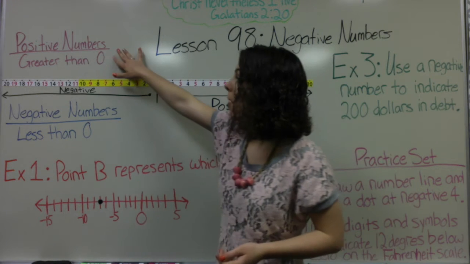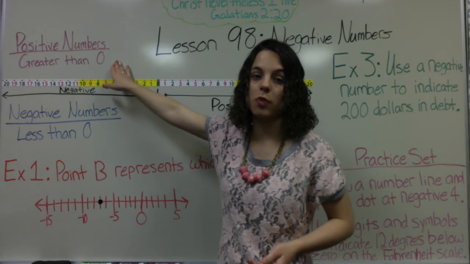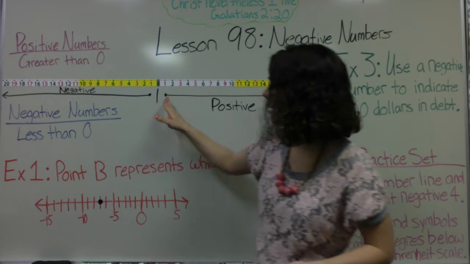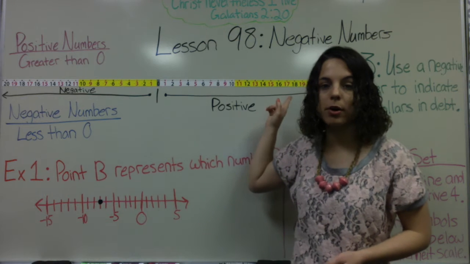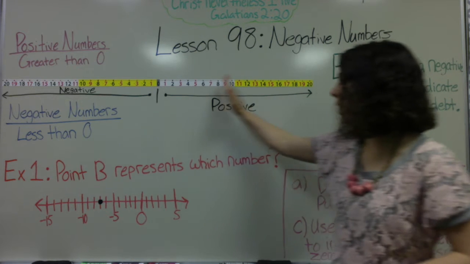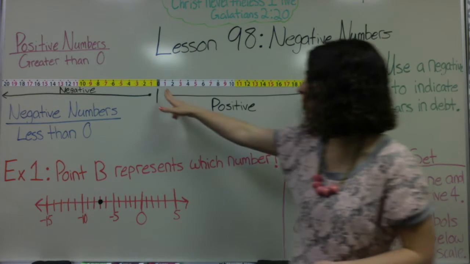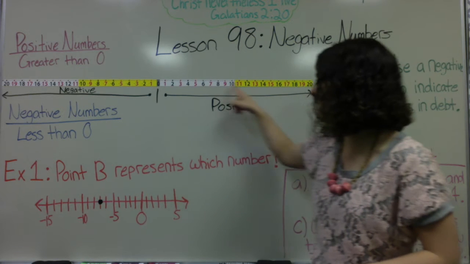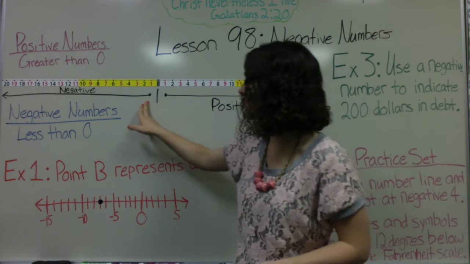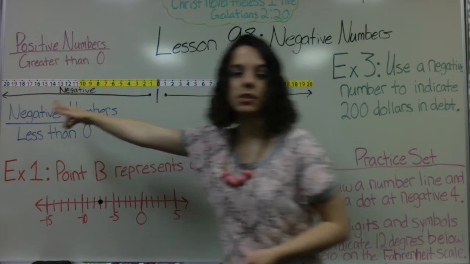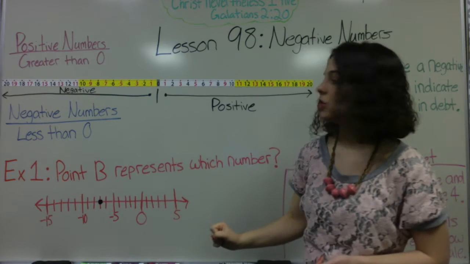Now we do know that positive numbers are all numbers that are greater than 0. So anything to the right, usually whenever you have a timeline or a number line, usually to the right your numbers get larger. So to the right of the 0 is where your positive numbers are going to be. And then to the left of your 0 is where your negative numbers are going to be.